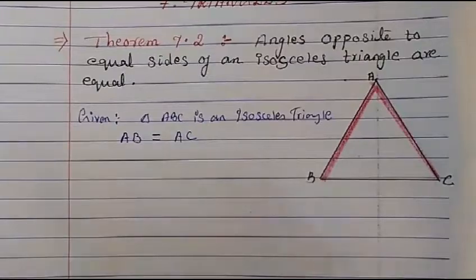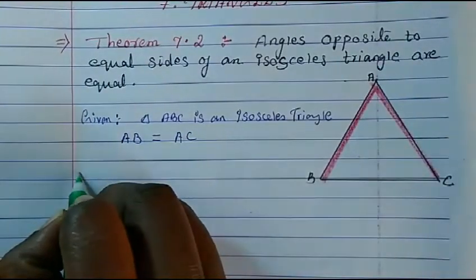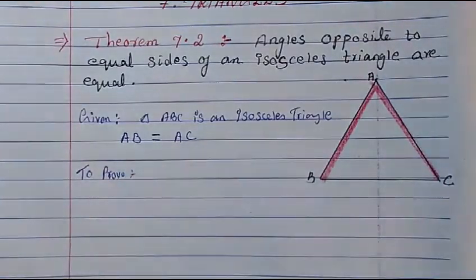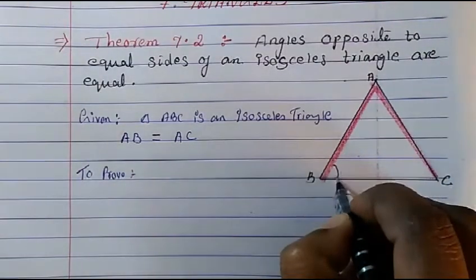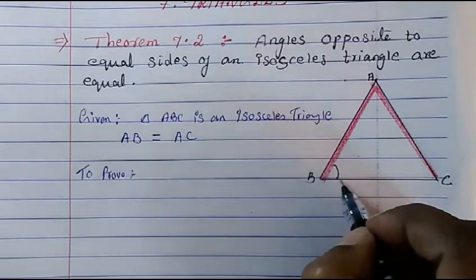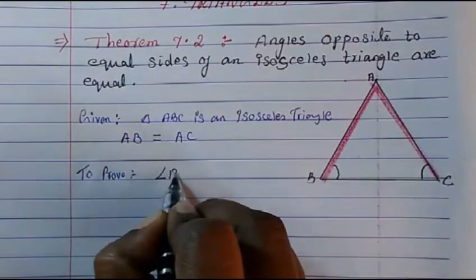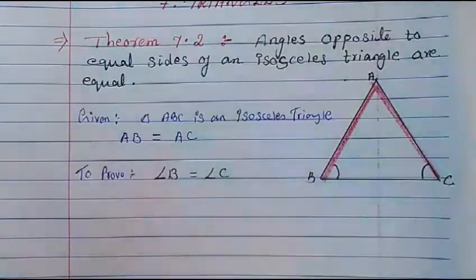Now what we have to prove? We have to prove the opposite angles that are formed. Opposite to this side is this angle, opposite to this side is this angle. So we have to prove that angle B is equal to angle C.